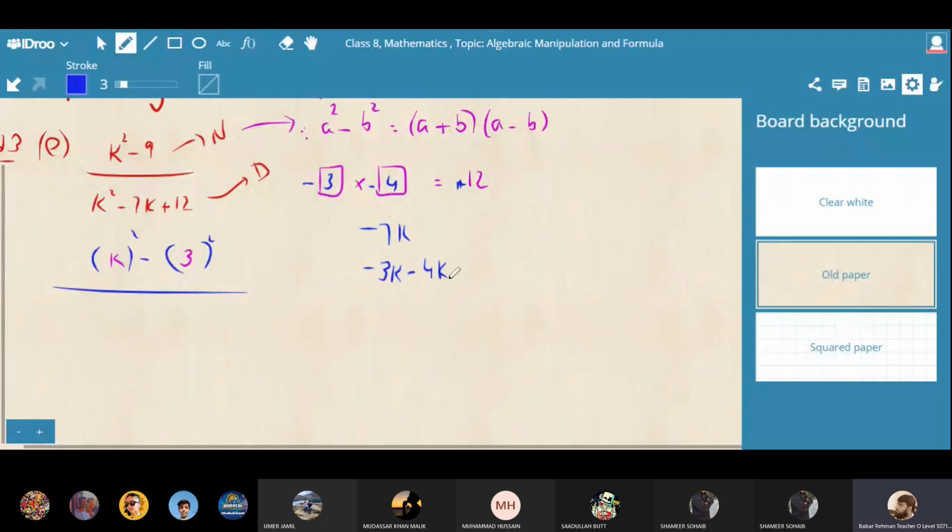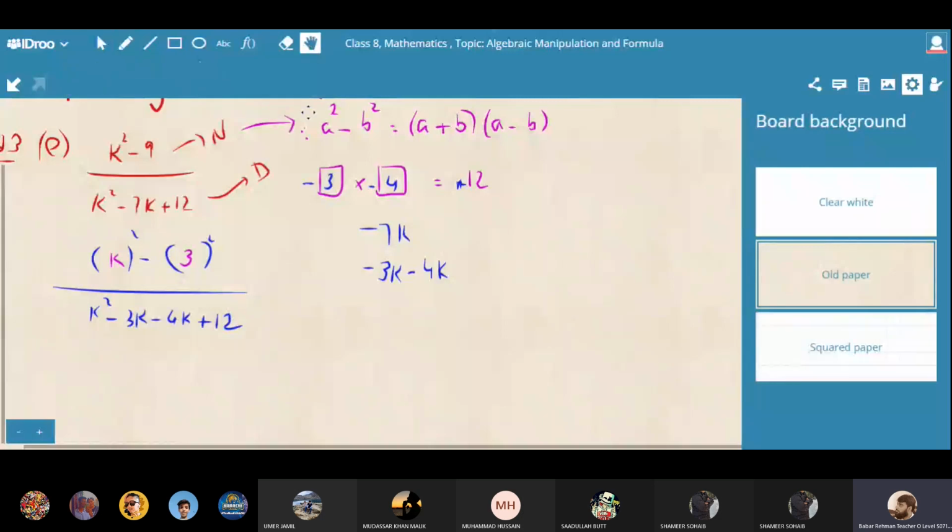Omar Jamil, are you getting it? Yes, sir. Is there any confusion? No, sir. Thank you very much. So I hope that you are getting this concept now. k square minus 3k minus 4k plus 12.